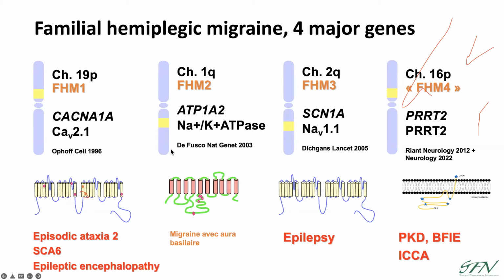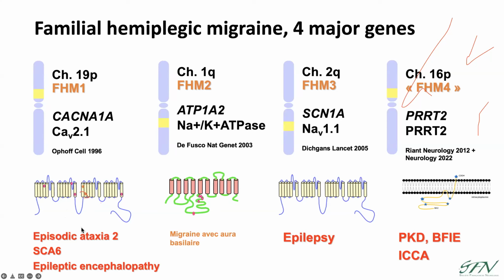Then in this gene, ATP1A2, it has been described in a family with migraine with brainstem aura. The sodium channel gene was identified in familial hemiplegic migraine type 3 in 2005, but it was previously known as a very important gene for hereditary epilepsy. And then PRRT2 is a gene involved in familial hemiplegic migraine, but other mutations can also cause epilepsy and movement disorders. So depending on the mutation you have, you can have various clinical manifestations.